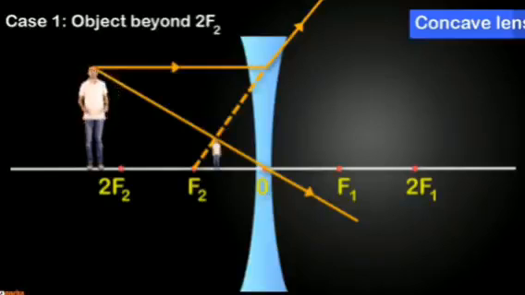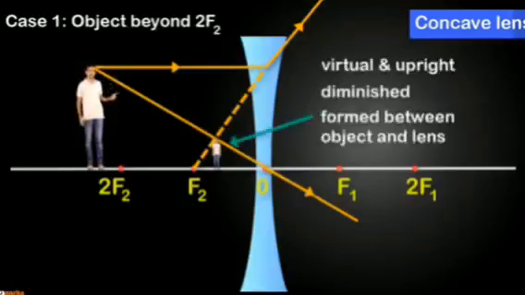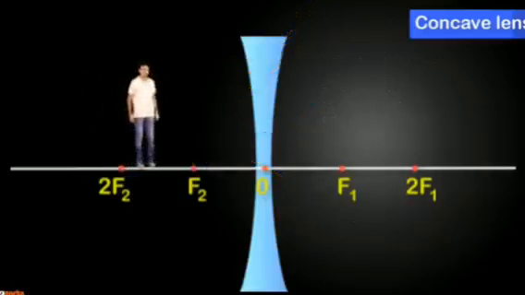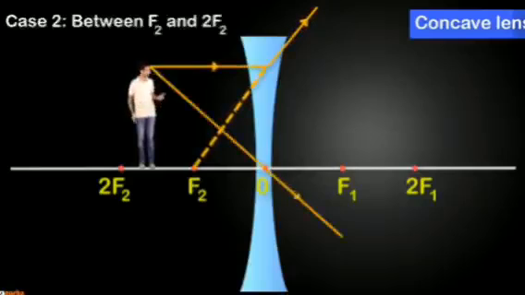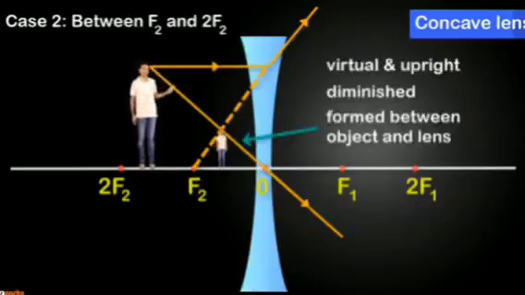What are the properties of the image here? That's right, the image is virtual and it's upright. The image is diminished and it's formed between the object and the lens. Now let me walk closer to the lens. If you draw the ray diagram, can you see that we get the image having the similar properties? The image is virtual and upright. The image is diminished and it's formed between the object and the lens.